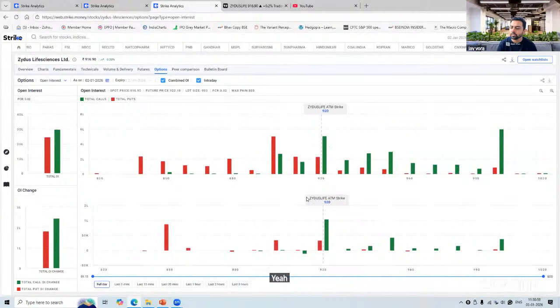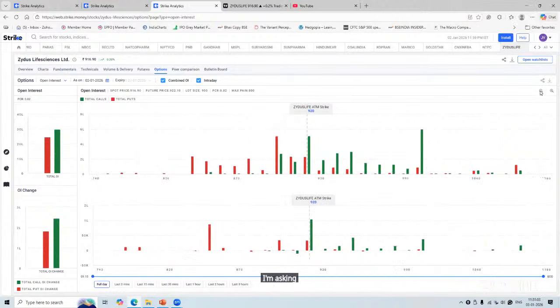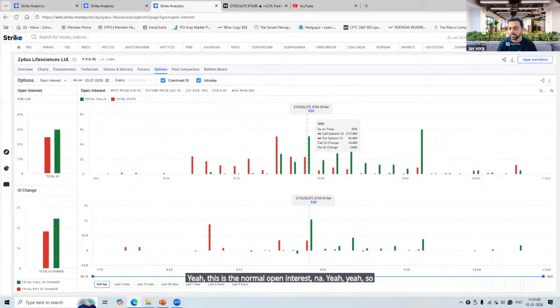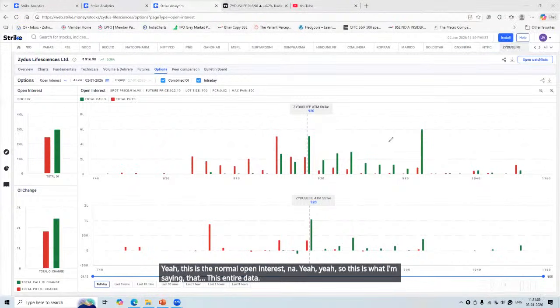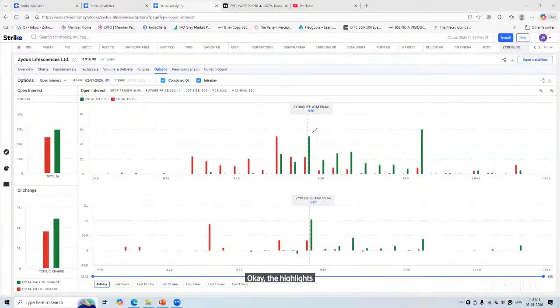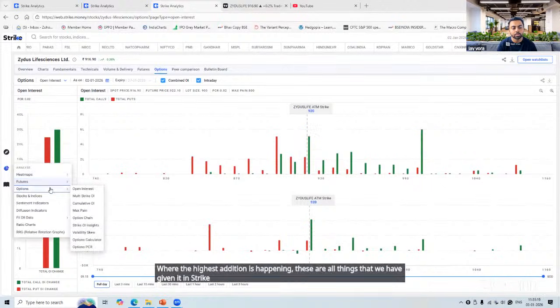Yeah, this is the normal open interest, na? Yes, I'm asking about this one only. Regarding this, what I'm saying is that this entire data, the highlights of where the highest open interest is, where the highest addition is happening, these are all things that we have given in strike OI for all the stocks.